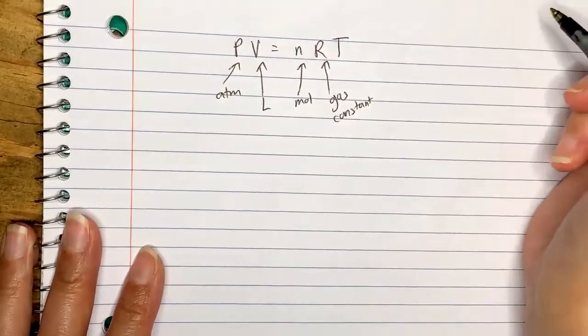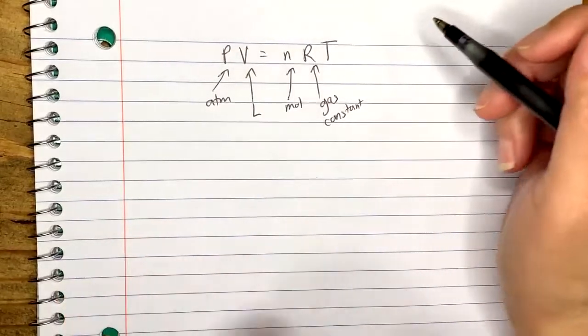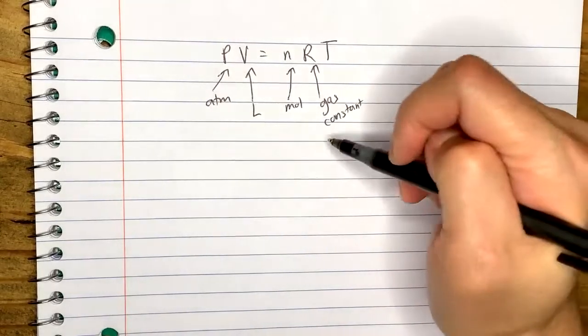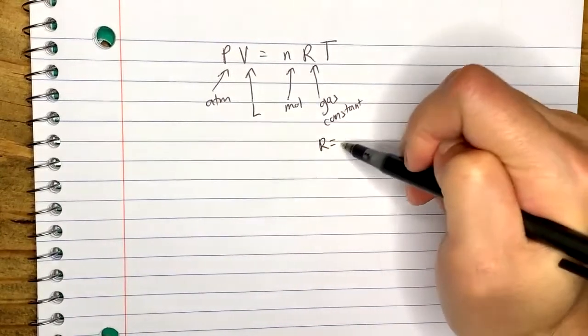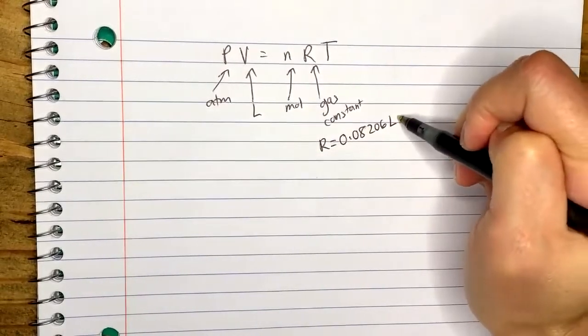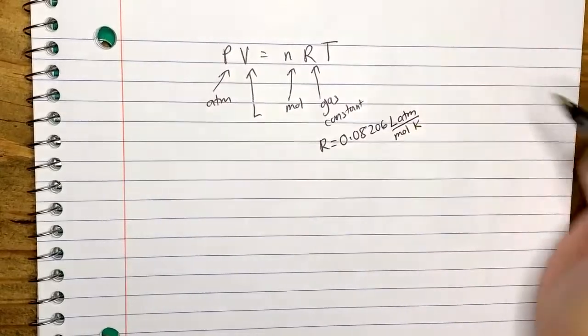Okay, what's the gas constant here? You will find this on your periodic table. There's going to be two R's on there. You will use this one. R equals 0.08206 liter times atm over moles times Kelvin.